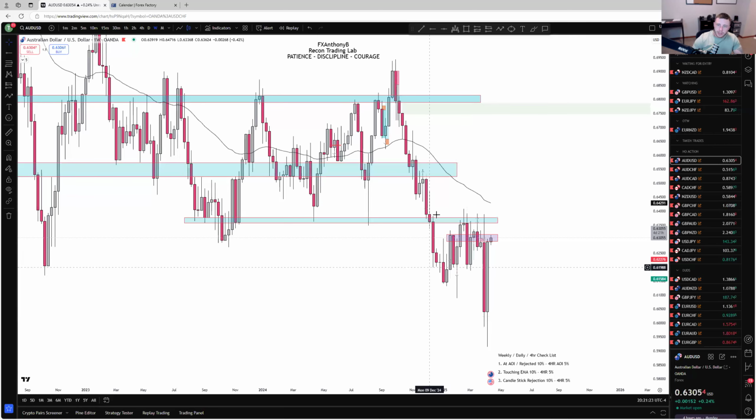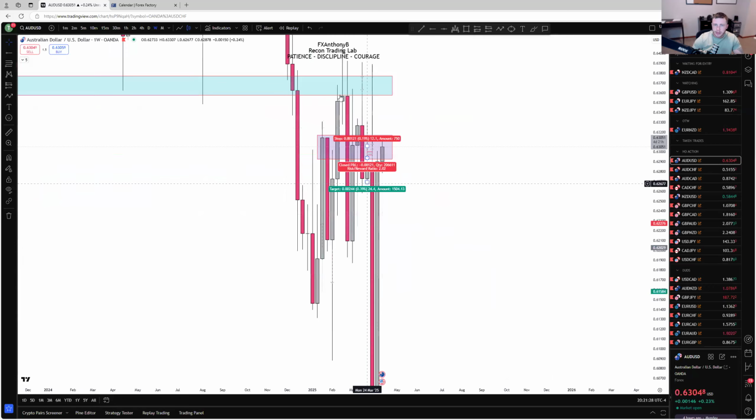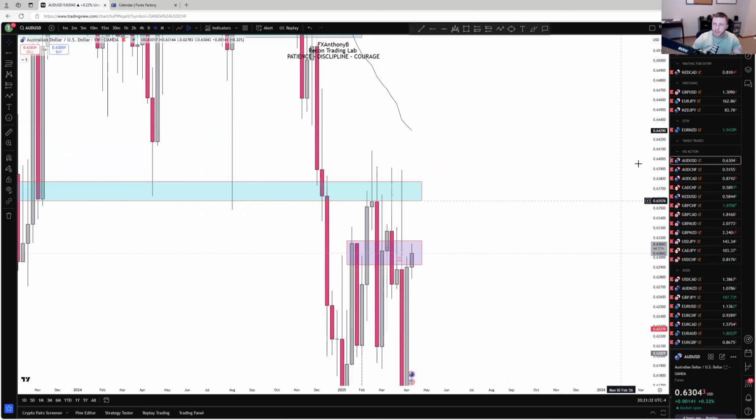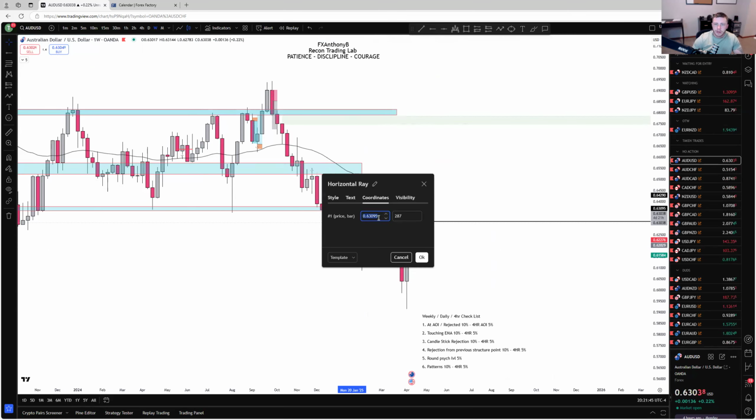Left head, right shoulder. Weekly is bearish. Actually, we had a higher low. Okay, weekly's bearish. Add a weekly area of interest. Add a daily area of interest. Is there a round psych in here? There is a round psych in there somewhere.